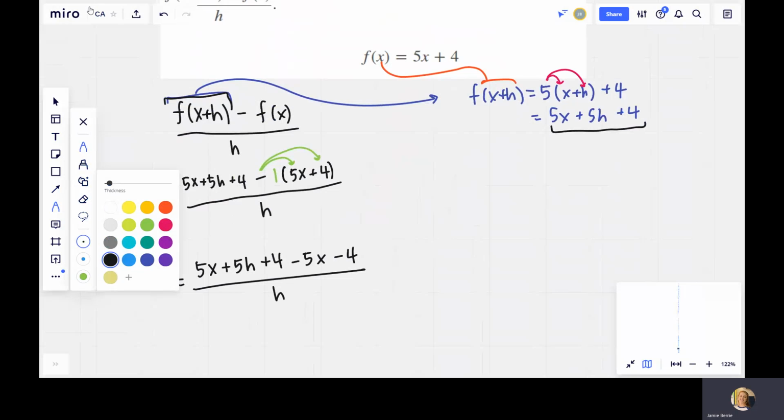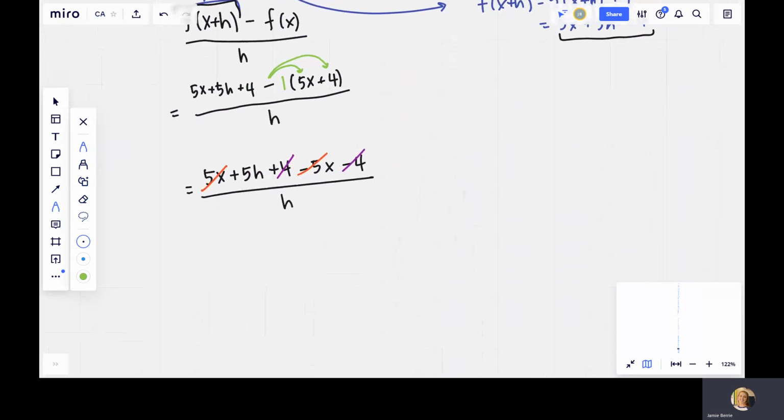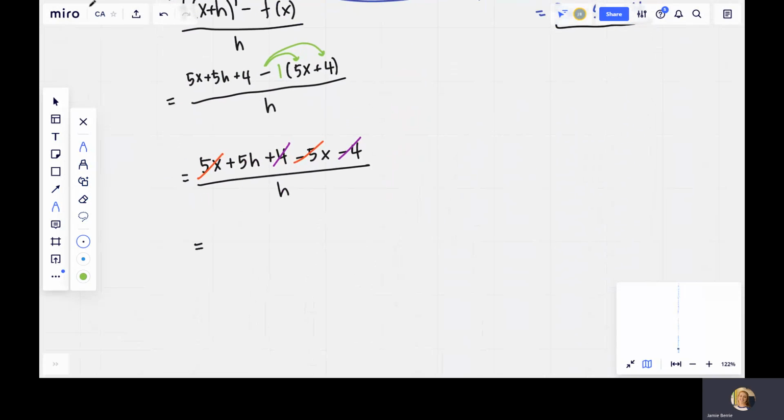All right, now here comes the fun part, or at least I think it's fun. You cancel out what you can. So we have a 5x and a negative 5x, or just 5x minus 5x. Those two cancel. And then you also have a positive 4 and a negative 4. Those cancel. So that always happens with the difference quotient. A bunch of stuff cancels out. You're left with 5h over h. We're almost done, but what is the last thing you see that you could do here? You cancel out those h's, right? Those cancel.